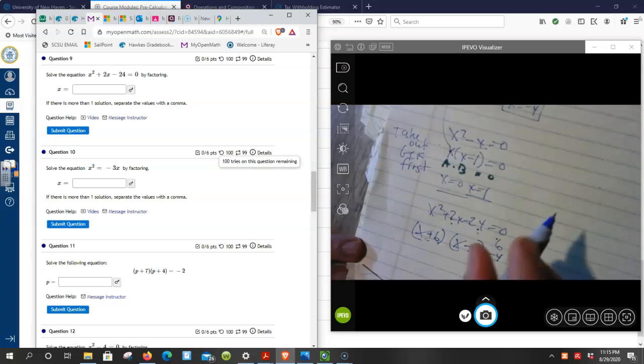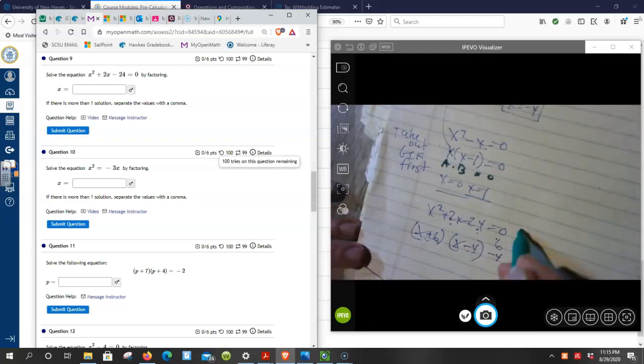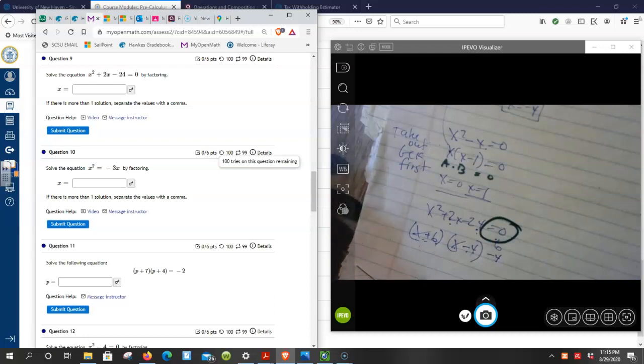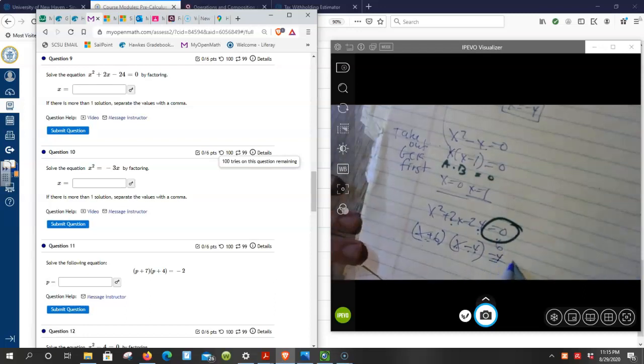So now, the only difference between the problems we're doing in the previous section and now is that we have an equation, which means it's set equal to something. In this case, 0. 0 is your friend. That makes things very easy. It makes it considerably easier. So x minus 4 is equal to 0, and x plus 6 equals 0. So x equals negative 6 and x equals 4.